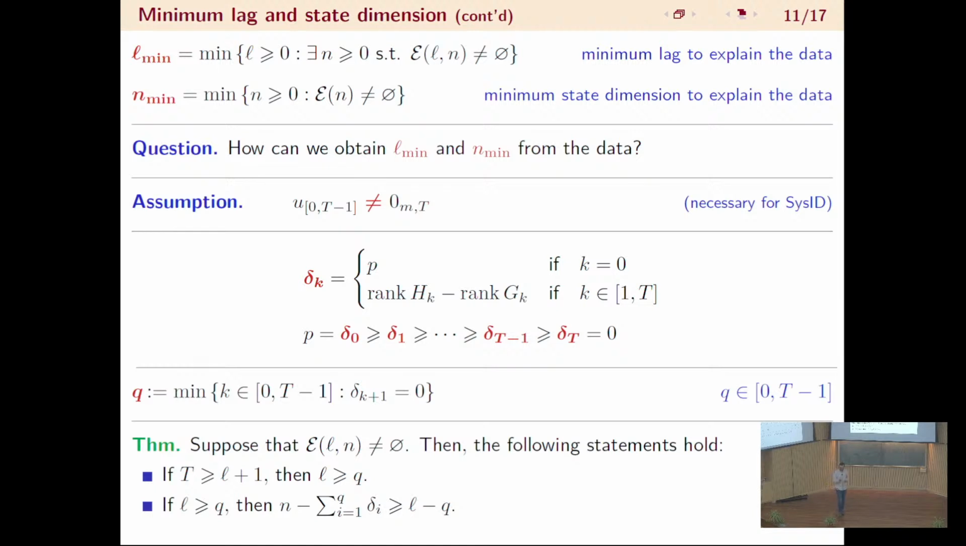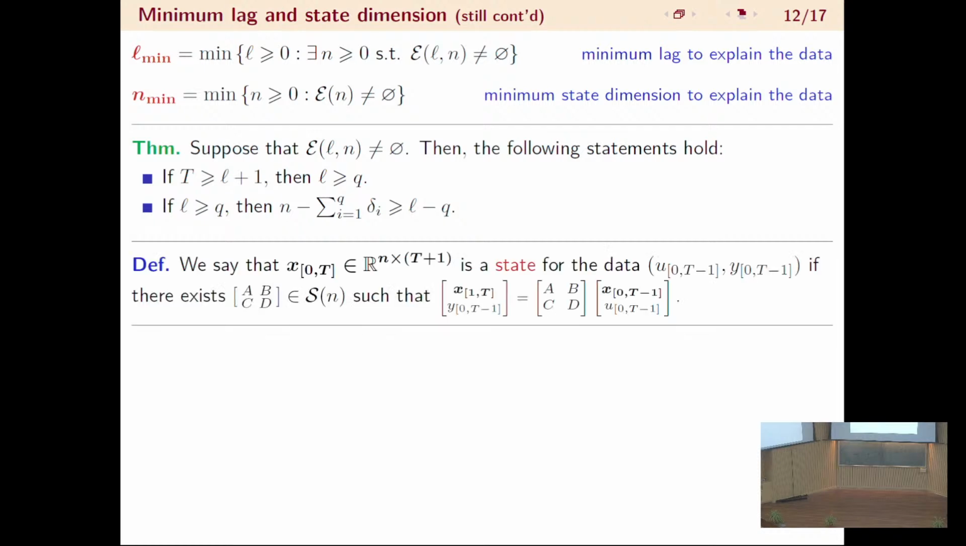The issue here is, from the data, I can figure out these delta integers and this integer q. And they lead to such inequalities, which we are going to use soon.